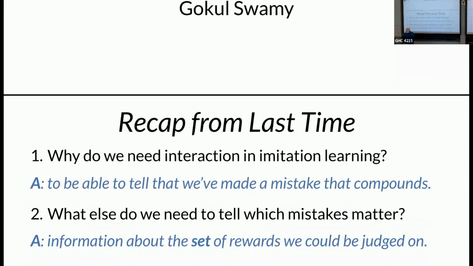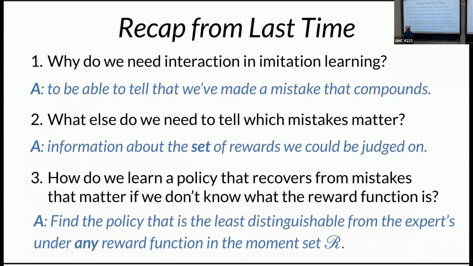So maybe to recap what we were talking about last time, we had focused on these three questions. The first thing we were trying to think about is why do we need interaction in imitation learning? At the highest level, this was because if we have two policies, one that recovers back to the expert support, one that strays off forever, we can't tell the difference between these two policies purely by looking at the mistakes they make on expert data. We need to actually try them out, see what happens, and go from there. So that is necessary.